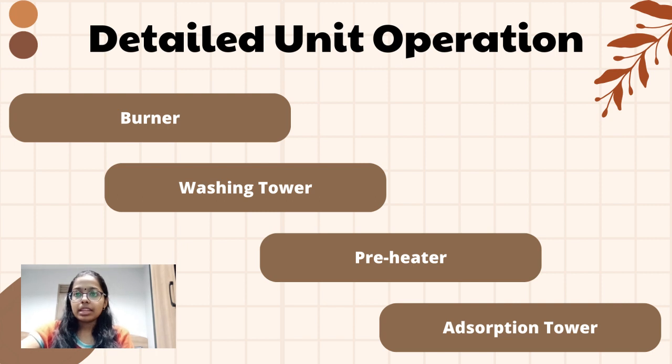Besides that, the next unit operation would be the preheater, where pure sulfur dioxide gas and excess dry air is heated to 450 degrees Celsius to prepare for the subsequent unit operation. Next would be the absorption tower, where sulfur trioxide gas is passed through the absorption tower and is absorbed by concentrated sulfuric acid to initiate a chemical reaction. Lastly, the storage tank, where the final product of sulfuric acid is flowed into the storage tank to be stored.